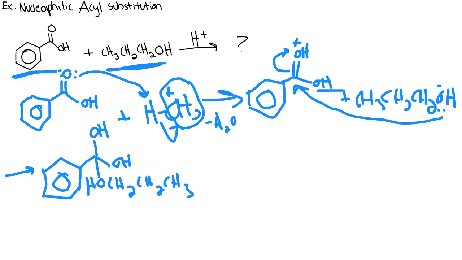Okay, so now this oxygen has a positive charge. It's too many bonds. So again, we're going to have that intermolecular hydrogen transfer. We'll move the hydrogen from the alcohol that we just put on there to one of those OH groups to form a good leaving group.